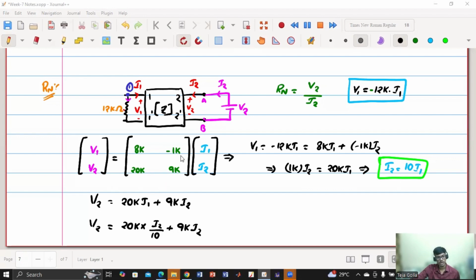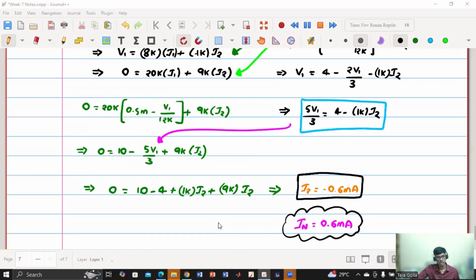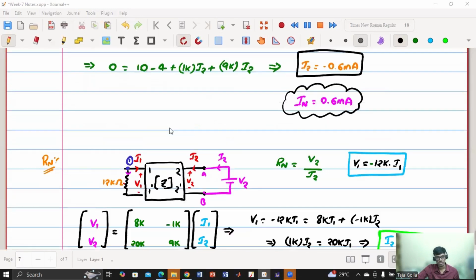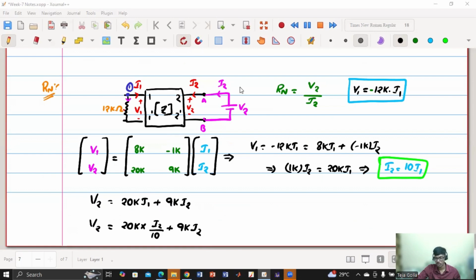And V2 is 20k times I1 plus 9k times I2. So V2 is 20k into I1, where I1 is I2 by 10, plus 9k into I2. Following? Basically, we are using this 8k, minus 1k, 20k and 9k, and we have just removed this circuit and here 12k is there. Any doubts until this point?